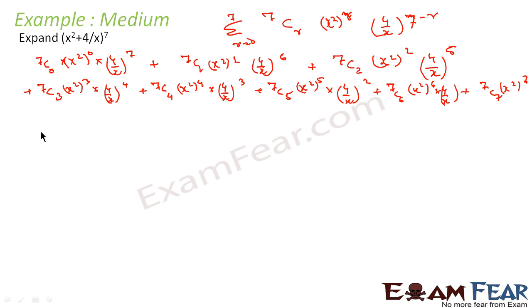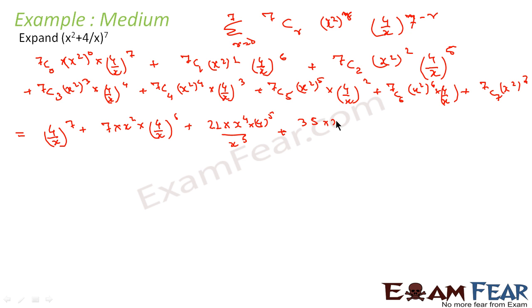We'll now write this. 7C0 is equal to 1, (x²)^0 is equal to 1, so we get (4/x)^7. Plus 7C1 is equal to 7 into x² into 4^6/x^6. Plus 7C2 is equal to 21. We solve this, we get 21 into x^4 into 4^5/x^5. Plus 7C3 is equal to 35 into x^6 into 4^4/x^4.